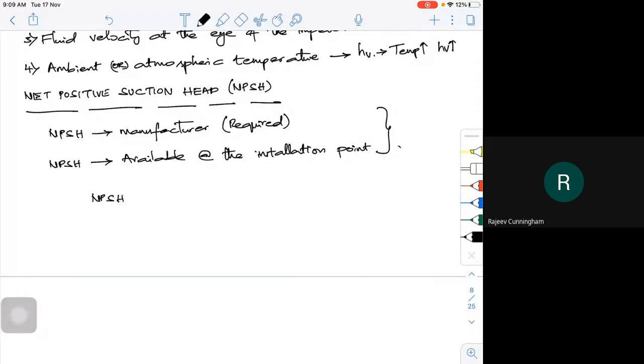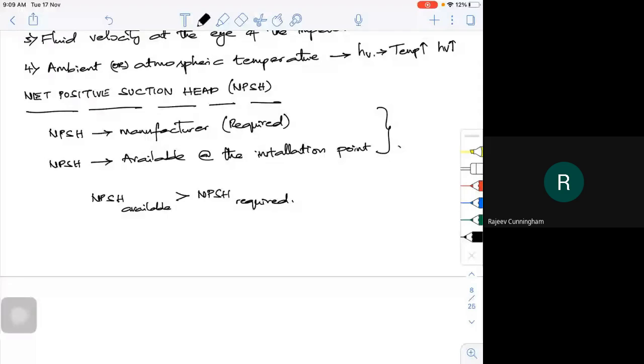NPSH available should be slightly greater than NPSH required, or it can be greater than that. So this is the NPSH you have to maintain. Then NPSH available will always be greater than your NPSH required. Well, we'll look into that.